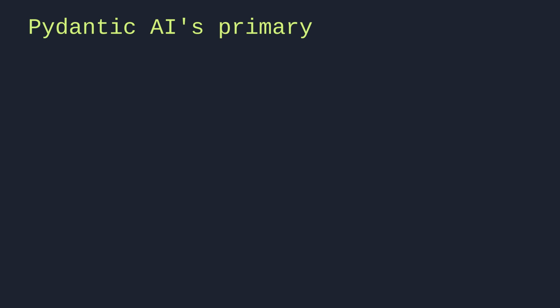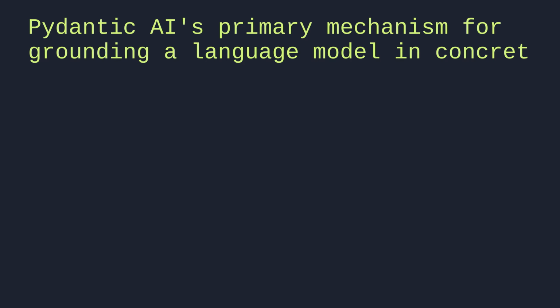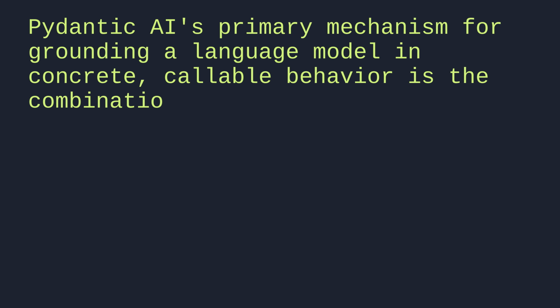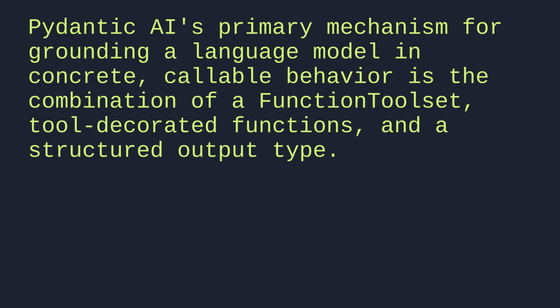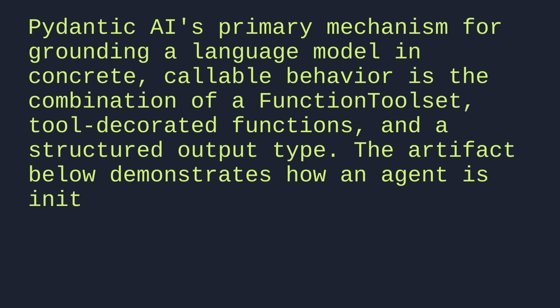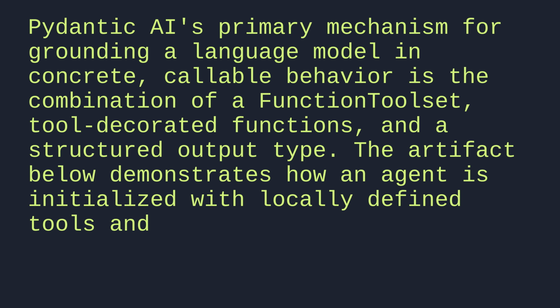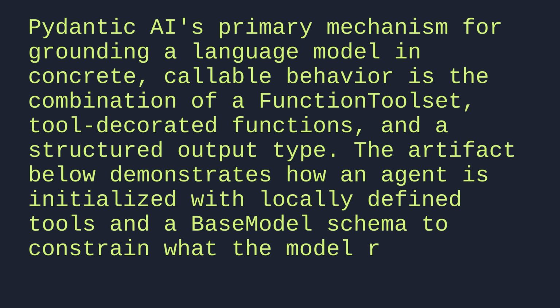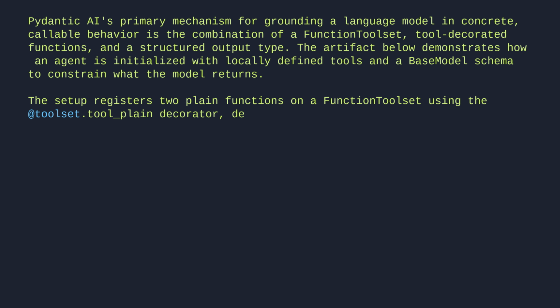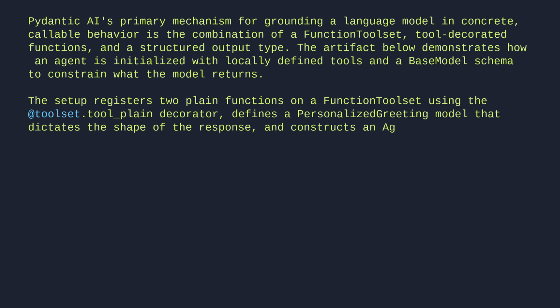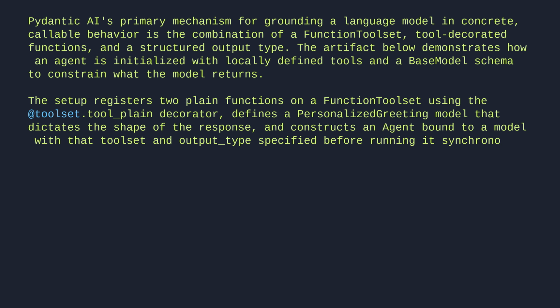Pydantic AI's primary mechanism for grounding a language model in concrete, callable behavior is the combination of a function toolset, tool-decorated functions, and a structured output type. The artifact below demonstrates how an agent is initialized with locally defined tools and a base model schema to constrain what the model returns. The setup registers two plain functions on a function toolset using the @toolset.tool_plain decorator, defines a personalized greeting model that dictates the shape of the response, and constructs an agent bound to a model with that toolset and output type specified before running it synchronously with a user prompt.